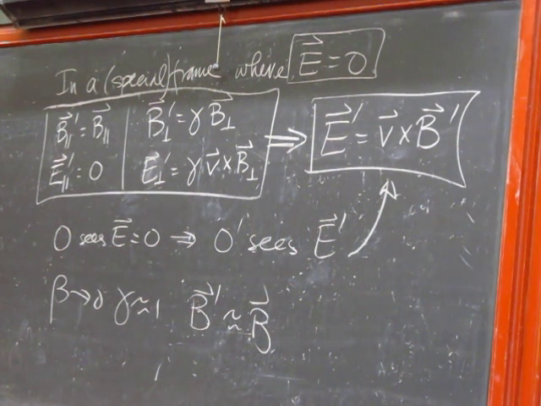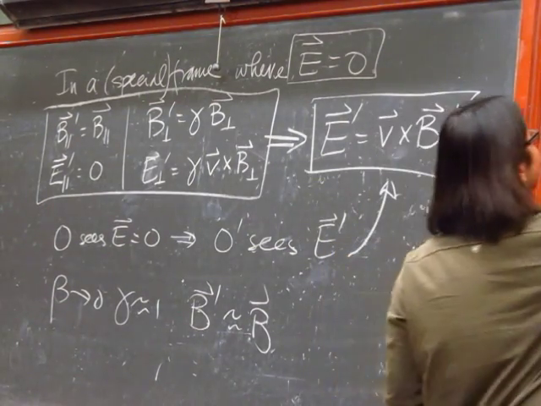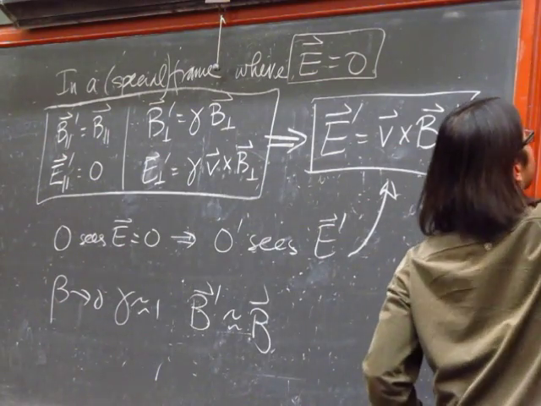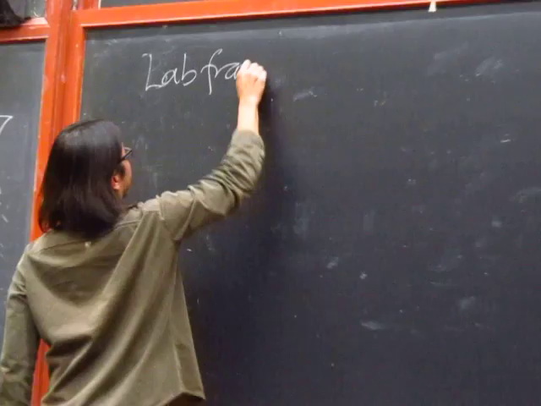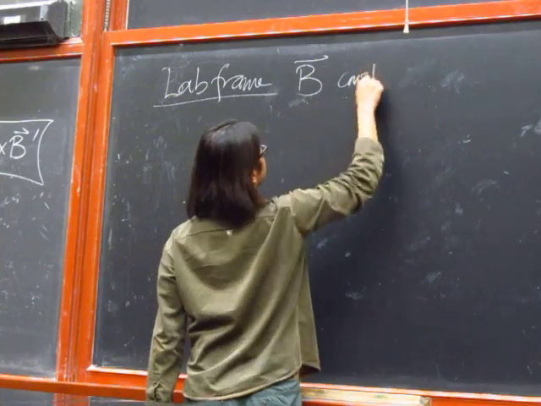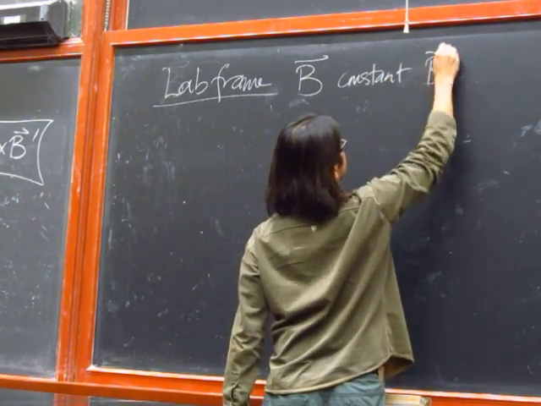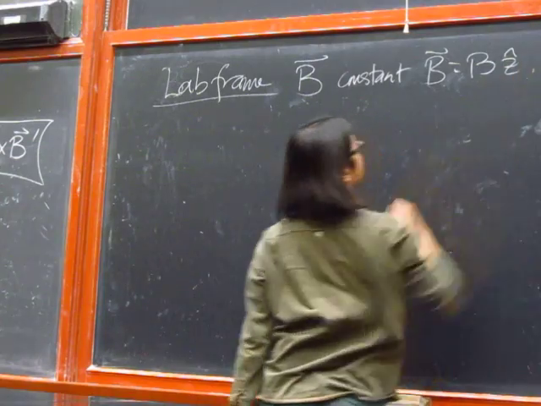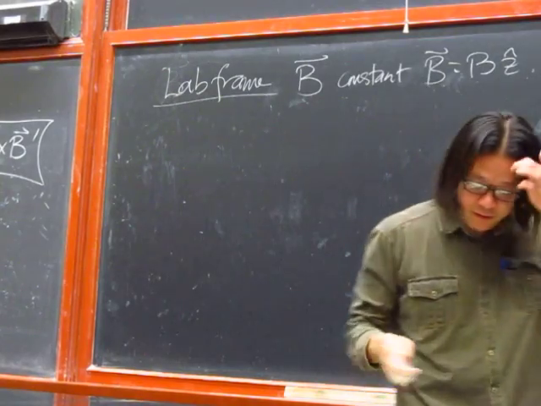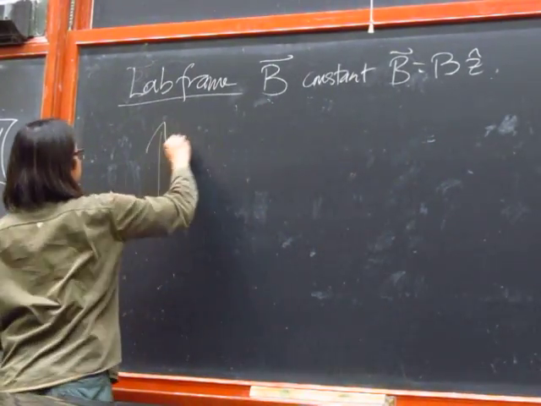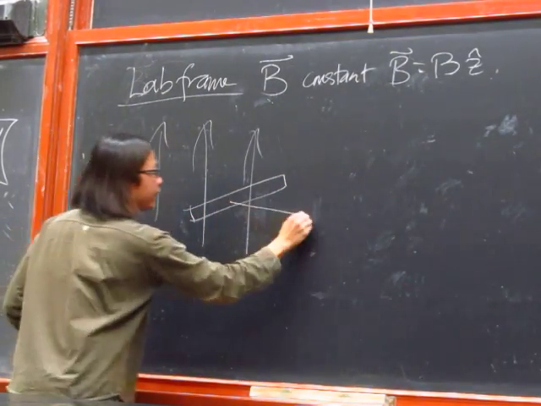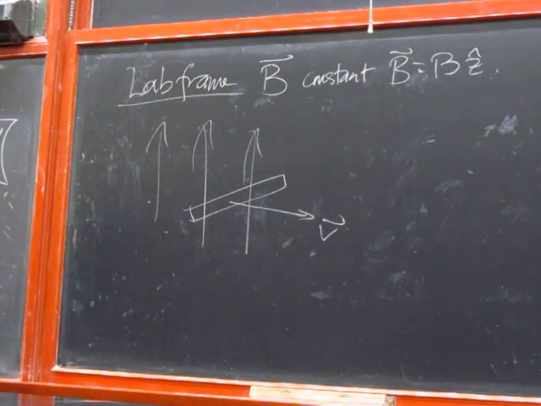So with that in mind, let's consider the situation. Suppose I have a constant B field in that frame, B constant and pointing in this direction. Let me consider a simple case. So there's a B field like that, and I have a rod, right? And it moves with some velocity. Okay?